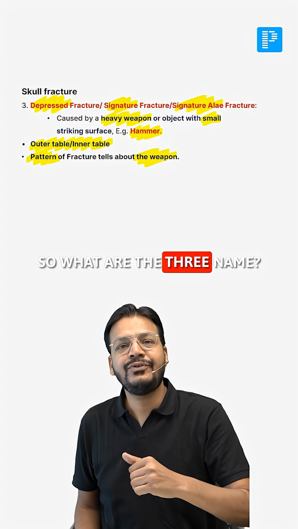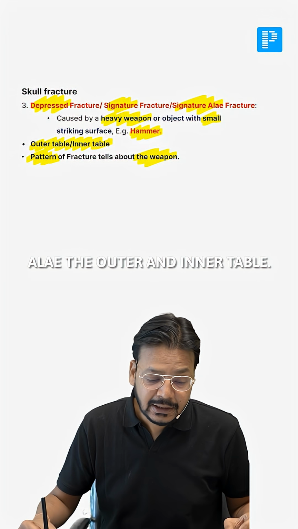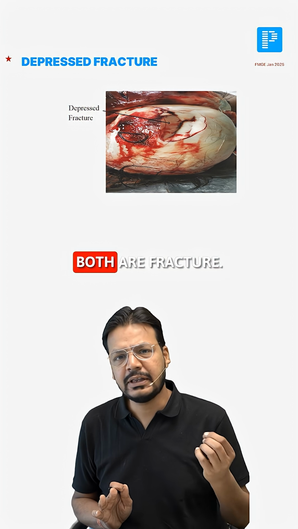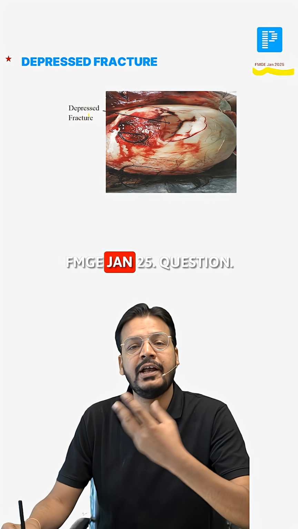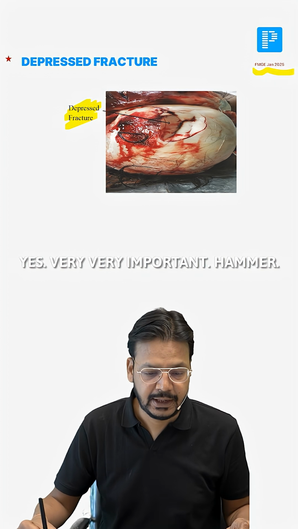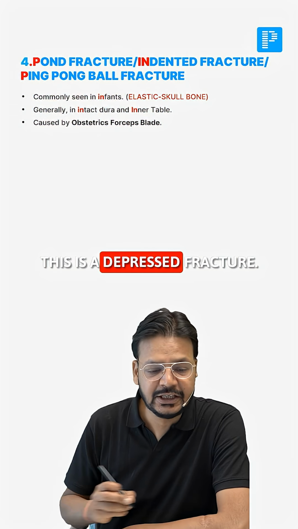So what are the three names? Depressed fracture, signature fracture and signature ala. The outer and inner table both are depressed. Both are fractured. It gives an idea about the pattern of the weapon. FMGE Jan 25 question. It is a depressed fracture. Yes, very, very important. Hammer, the heavy weapon with a small striking surface. This is a depressed fracture.